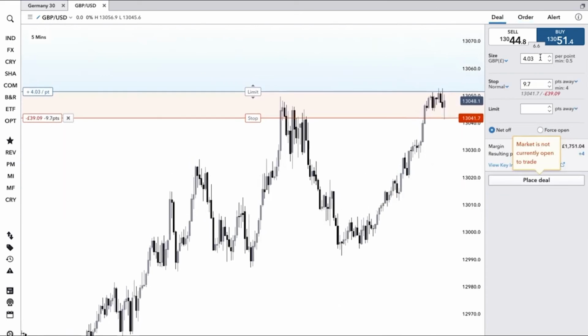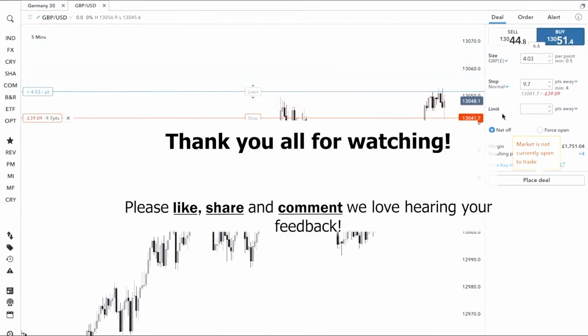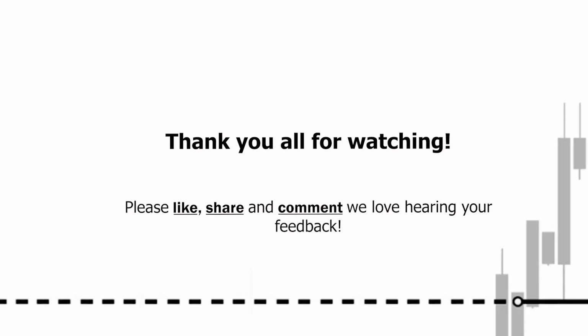So just going back to the deal ticket for a second, you'll also see two buttons down here, net off and force open. The force open button is for adding a hedge or adding in another position. So let's say you're already long and you want to add another long position, you'd select force open. Net off, on the other hand, would close the other trade out before then opening another trade. So just bear that in mind and be aware of that if you don't want to see your other trade closed out.